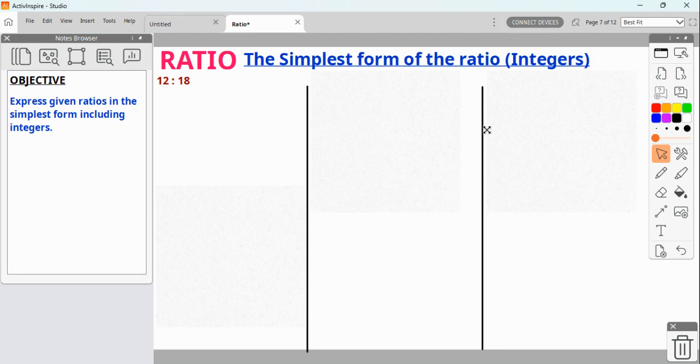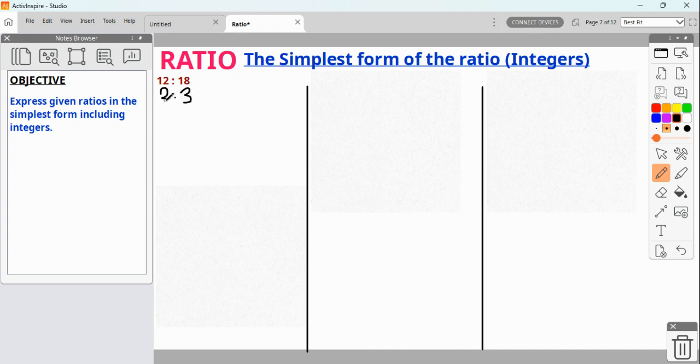So if we observe, the highest common factor is 6. It means the highest number by which both the numbers are divisible is 6. HCF, highest common factor, is 6. So we can solve it by 6. 6 times 2 is 12, ratio 6 times 3 is 18.